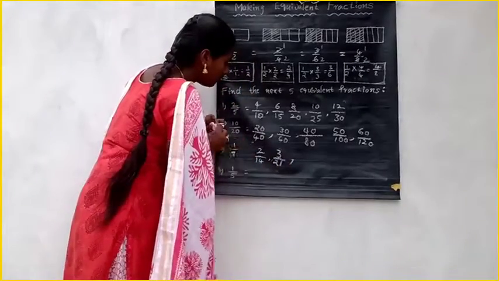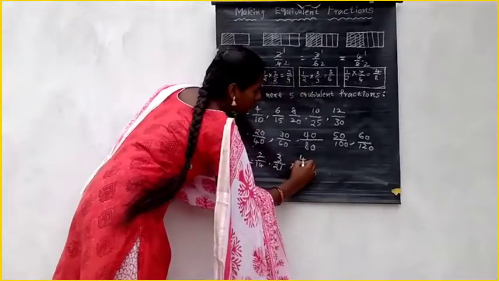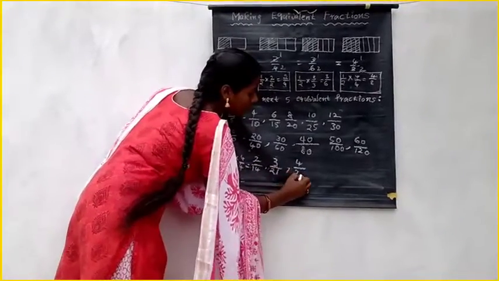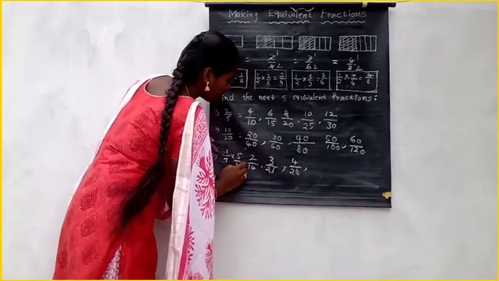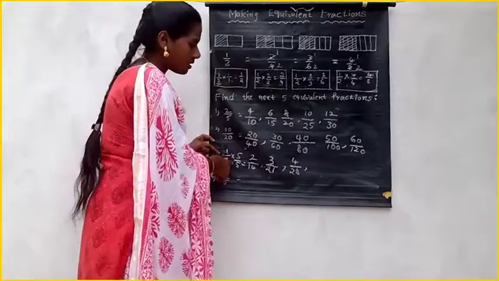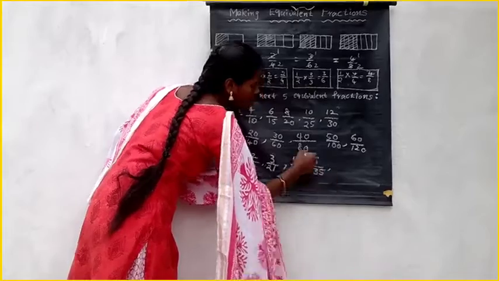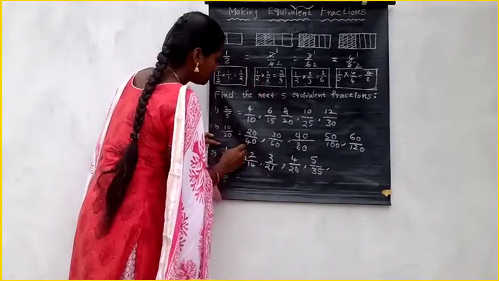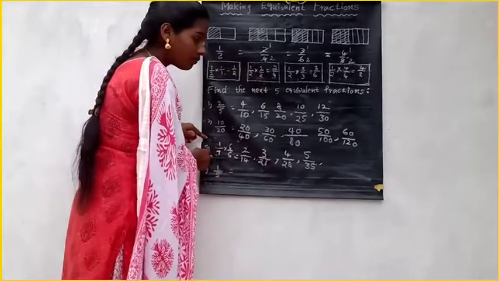Next we should multiply with 4 by 4. 4 1s are 4, 4 7s are 28. Next, now with 5 by 5. We should multiply the numerator and the denominator with the same number. 5 1s are 5, 7 5s are 35. Next, 6 by 6. Means 6 1s are 6, 6 7s are 42.